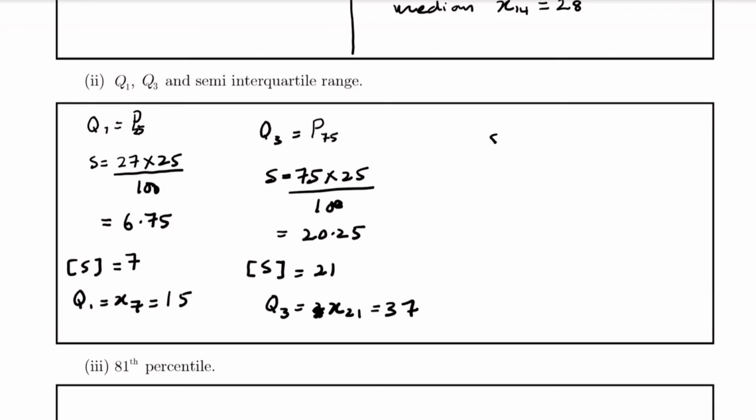For the semi-interquartile range, we use the formula 1 over 2 times (Q3 minus Q1). So we get 1 over 2 times (37 minus 15) to get the answer. So the answer is 11.